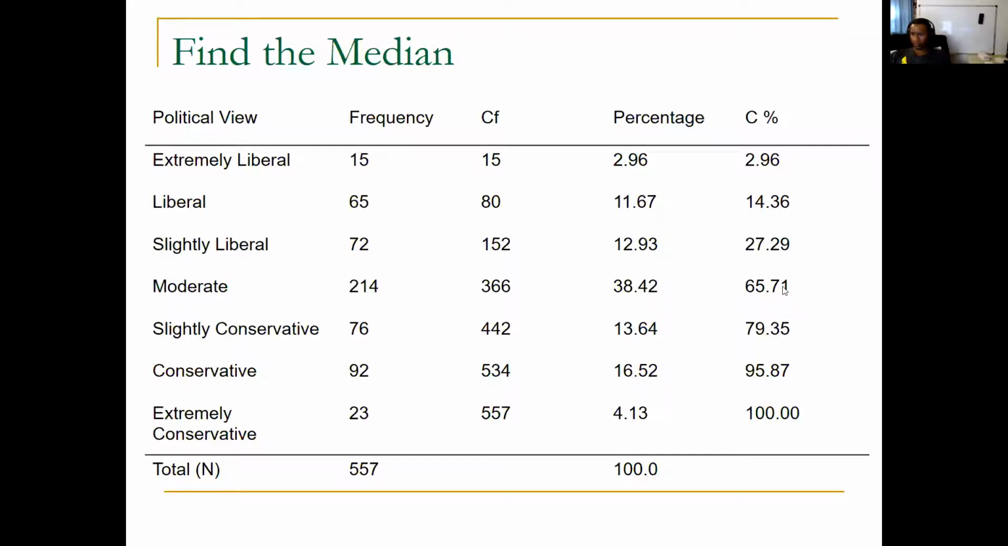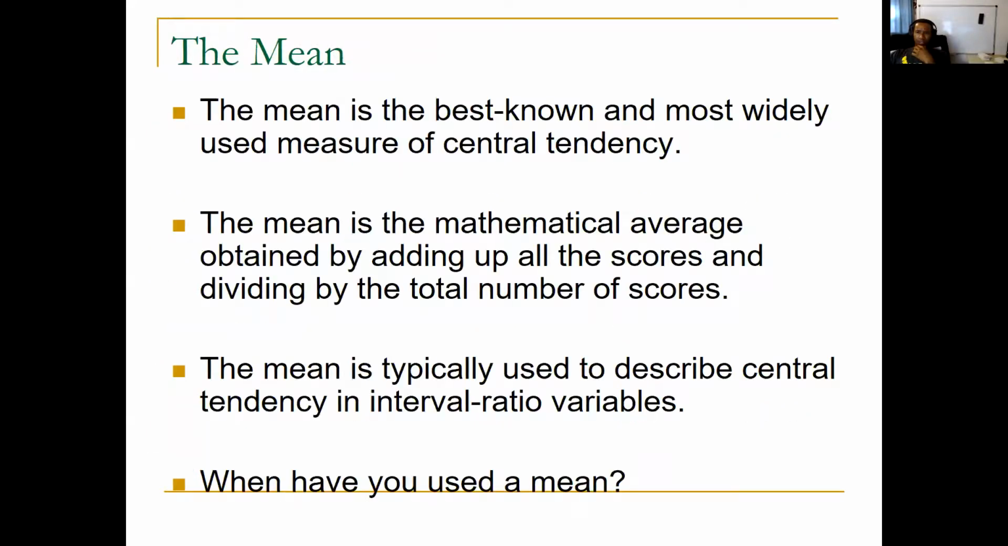For the 75% mark, 65.71 to 79.35, it's going to be slightly conservative because you know it's in between these two numbers. You go to the bottom one, and then it goes slightly conservative. So that's how you go about finding the median, 25th percentile, 75th percentile. And you'll see the use of the percentiles later on in chapter 4.